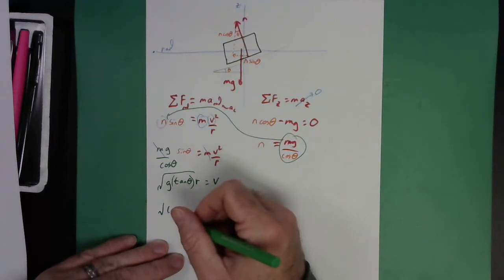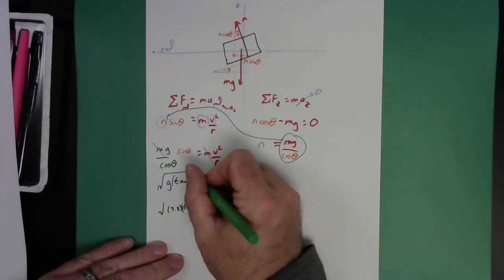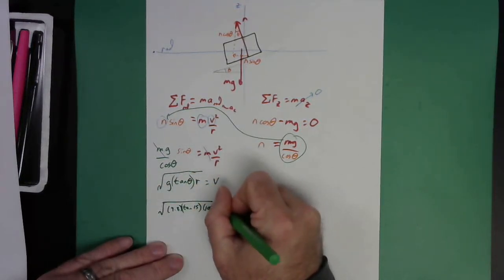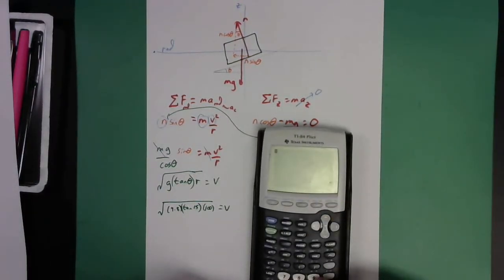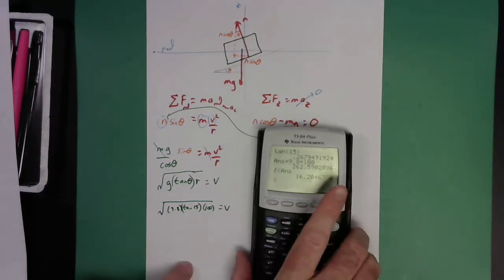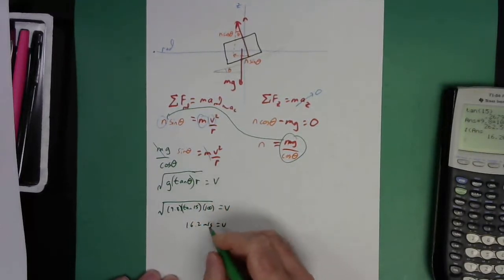And again, let's just run this out. 9.8, tan 15, and then that is under the radical, and the radius of 100 meters equals v. Plug and chug in my calculator. Tangent of 15 times 9.8 times 100, take a square root of that answer, and I get 16.2. So 16.2 meters per second is the design speed.